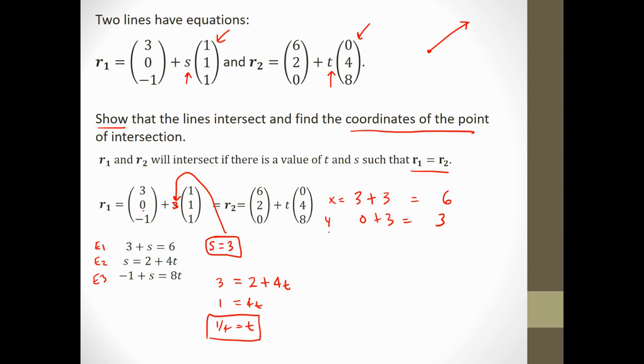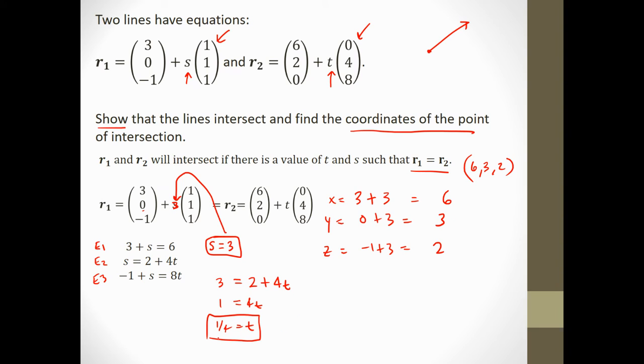So that's my x, that's my y, and this is my z. Then I do negative 1 plus 3 times 1. So negative 1 plus 3 is 2. So that's the coordinates of the point of intersection, 6, 3, 2. We could write it as an ordered pair.